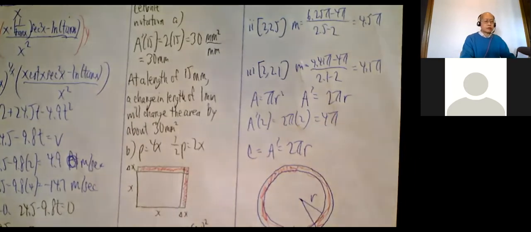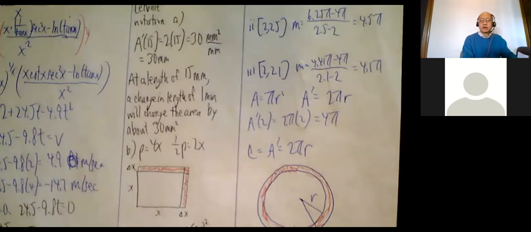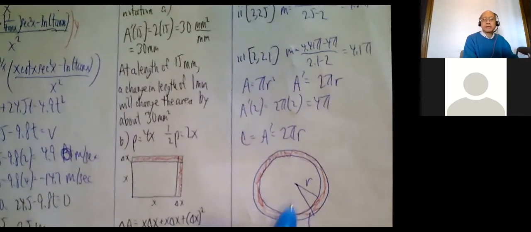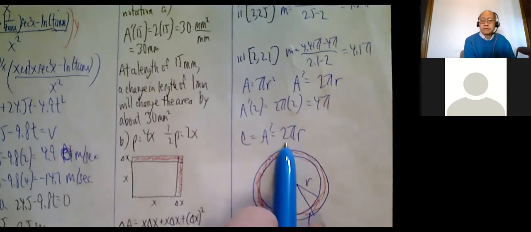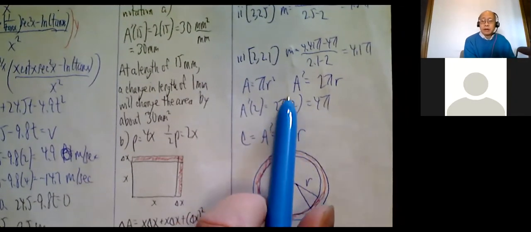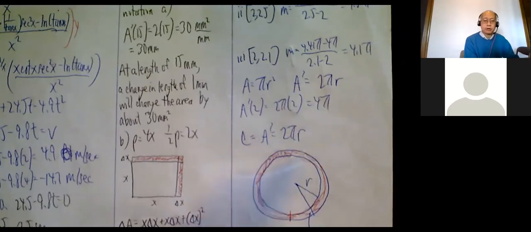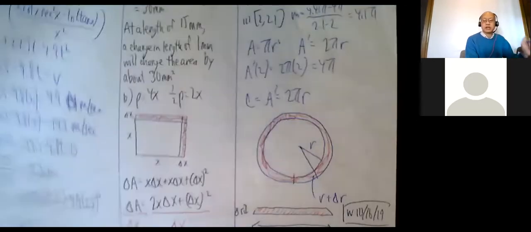Okay, so they want a geometric argument, just like I did this thing geometrically. They did ask for 2, so A prime of 2 is 4 pi. We already did that. So why is it reasonable that the rate of change of the area with respect to r is the formula for the circumference of the circle? Okay, so here's my picture of the geometry.